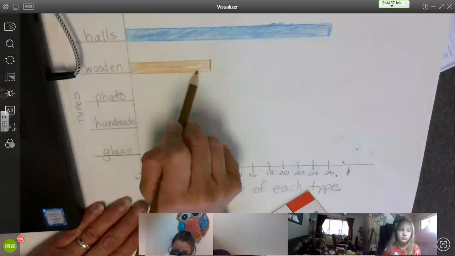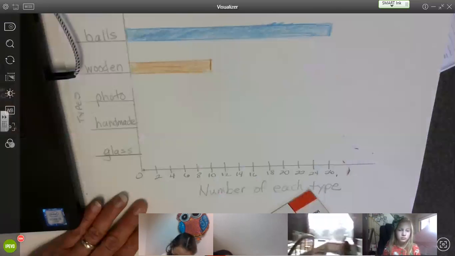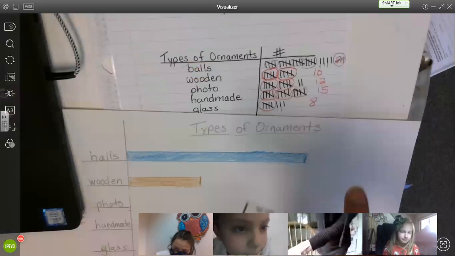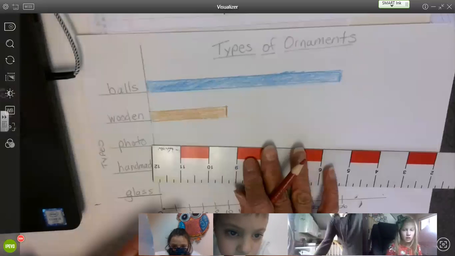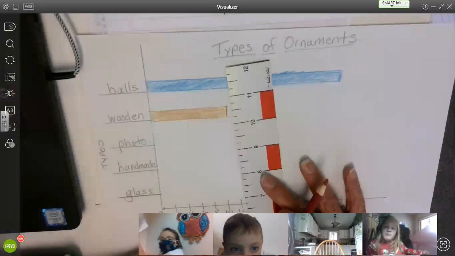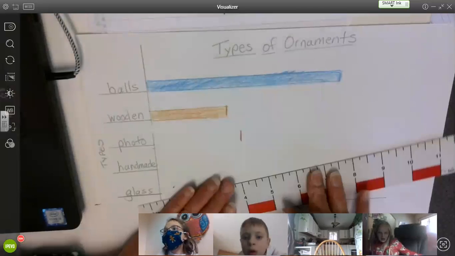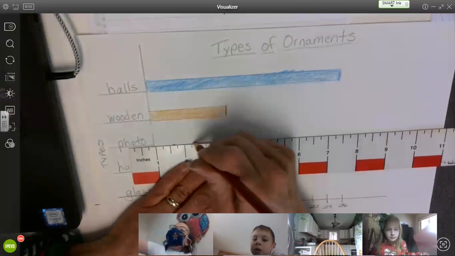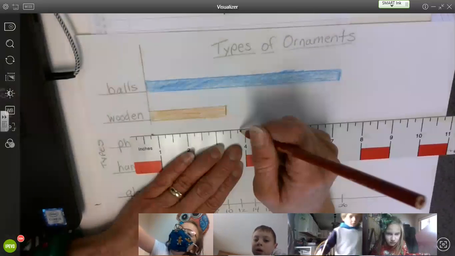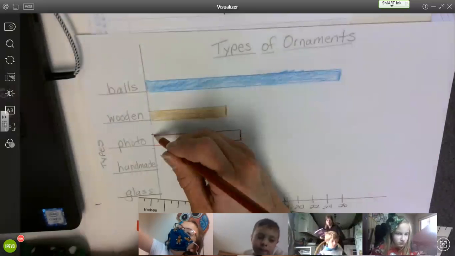And then I have the photo, go back to my data. It says 12. I'm gonna line it up with 12. Here we go, boop, boop. And then I'm gonna color that one in.